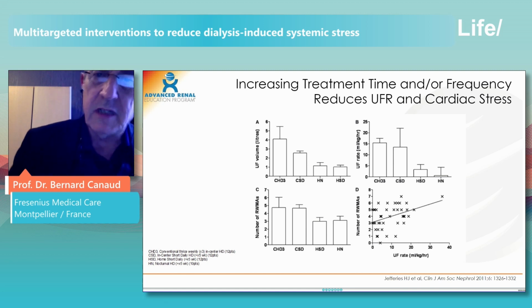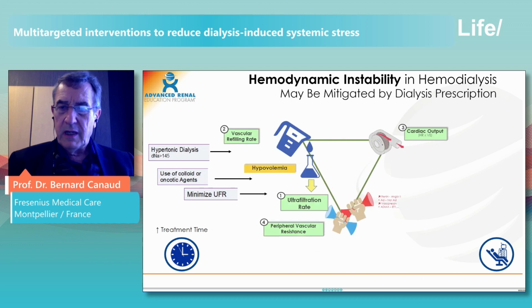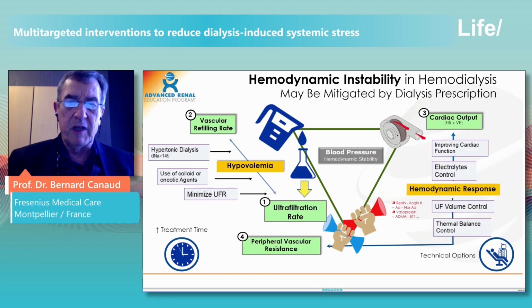Increasing treatment time is certainly the easiest way to reduce cardiac stress. And that was clearly shown by Jefferies and McIntyre, showing that from regular intermittent dialysis to nocturnal or daily dialysis, you reduce the ultrafiltration rate, the ultrafiltration volume, you reduce cardiac stunning, and this is almost linearly correlated. That means the lower the ultrafiltration, the lower the cardiac stunning of the patient. But now you have to convince your patient to increase treatment time.